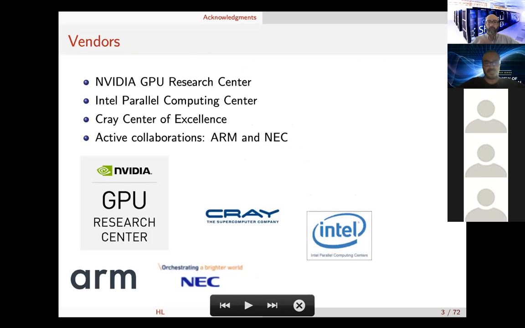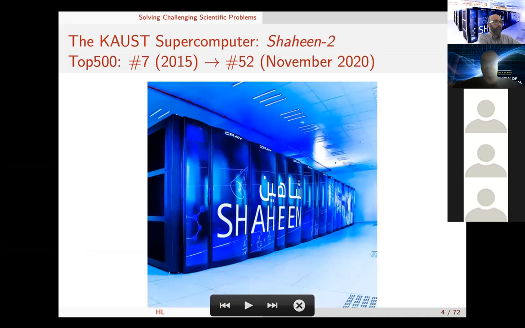Vendors, these are the guys that keep funding us, giving us free hardware and remote access to emerging or new architectures. And we are happy to have active collaboration with all of them. We are all here today to see how we could juice as much performance as possible out of our Shaheen supercomputer. There is a lot of work at the moment in trying to procure Shaheen 3, and our colleagues from the supercomputing lab are handling that huge task for us.